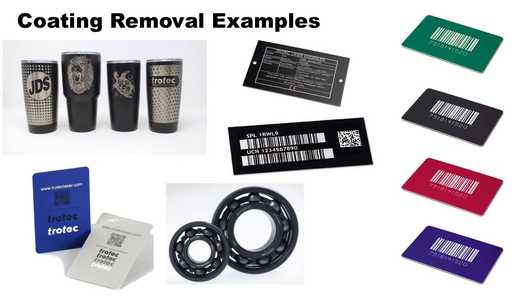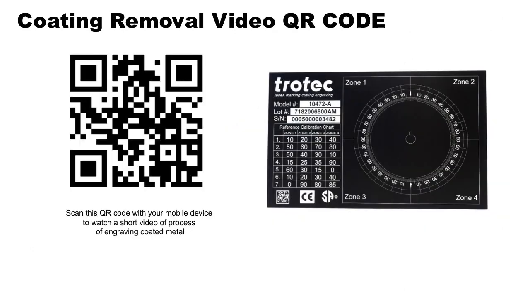Here are some examples of fiber laser marked coating removal contrast marks, ranging from different colors to anodization to powder coating, and examples of where you would see that contrast when marked with the fiber laser. If you'd like to see a video, please scan this QR code with your mobile device and watch a short video of the process of engraving coated metal with a fiber laser on a Galvo laser system.